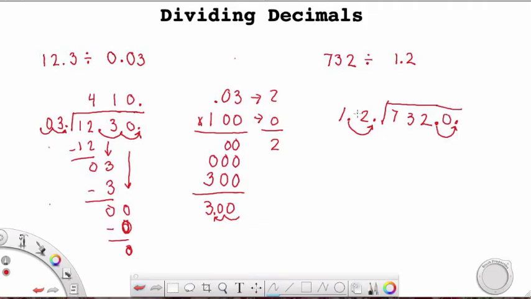I multiplied my divisor by 10. I multiplied my dividend by 10. I moved my decimal point over to the right one place. I moved my decimal point here over to the right one place as well. And then I'm going to put my decimal point up there. Okay, 12 goes into 73 how many times?